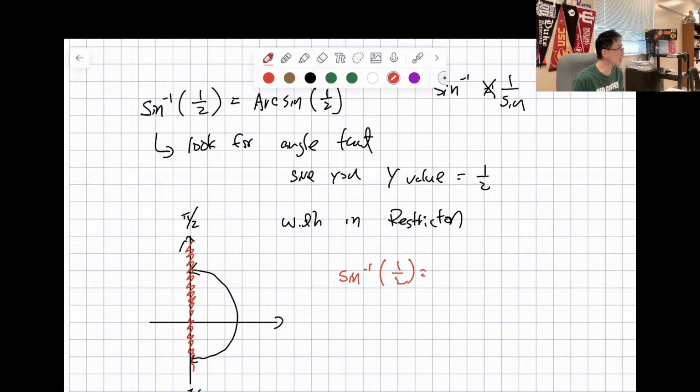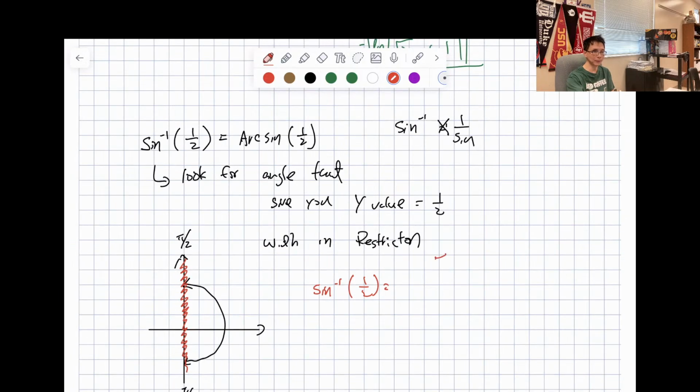Okay, so let's ask Sydney, what do you think sine inverse of 1/2 is? Give me an angle in terms of radian where the y value is 1/2. 30 degrees. That's a good choice. And I like it. I want it in radian though. Do you know what's 30 degrees? Pi over 6 is excellent job. And that's it, pi over 6.